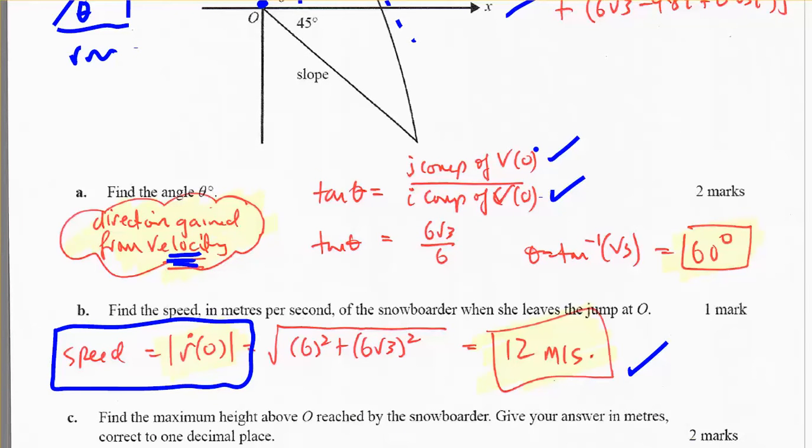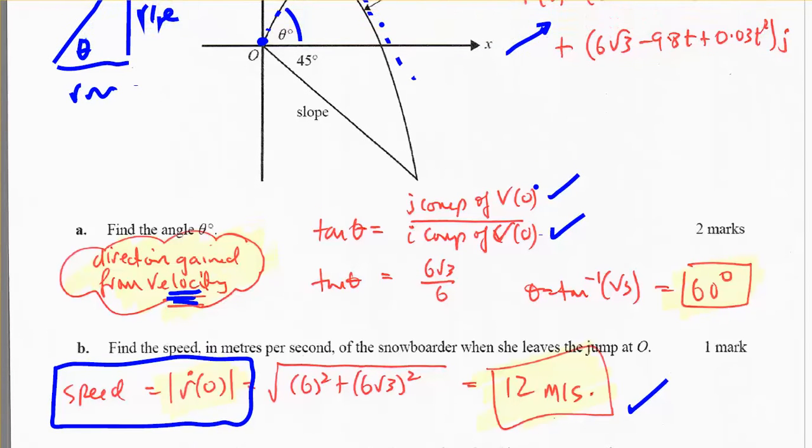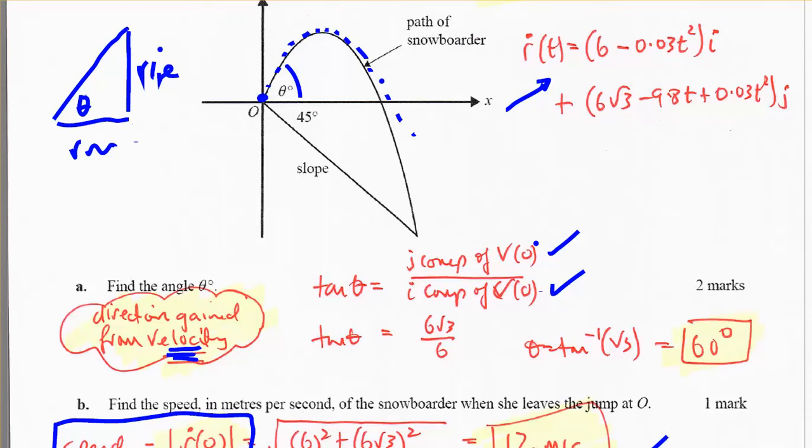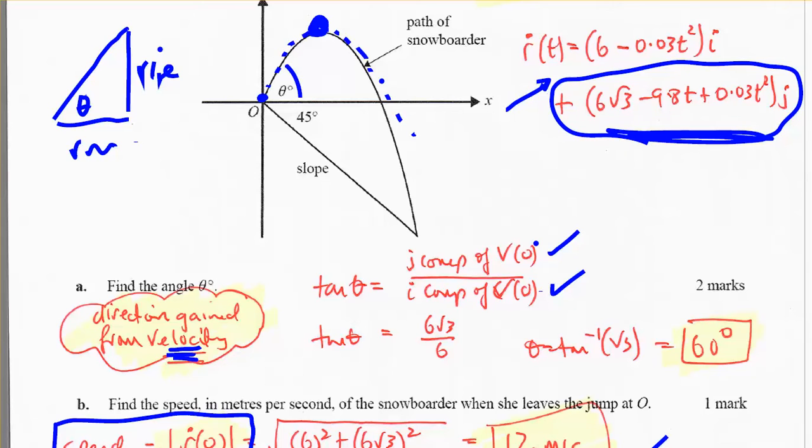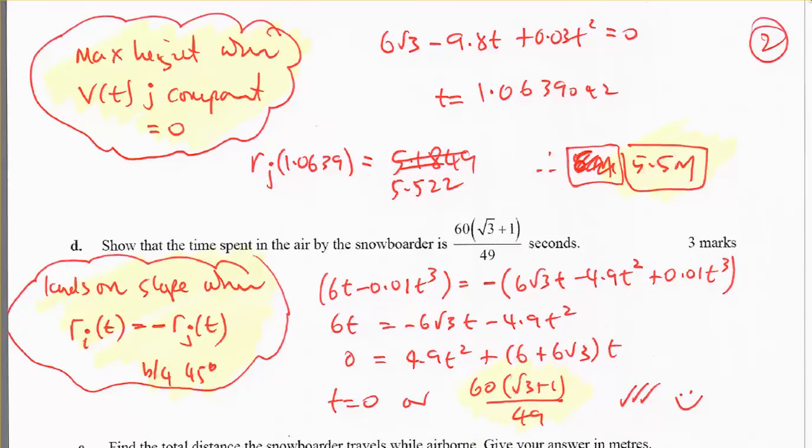Part C says the maximum height reached. The maximum height will be reached at this point here, and at this point the velocity component of the j will equal 0. The velocity component of the i will never equal 0, but the velocity component of the j will. So, on the next page, I've said the maximum height is reached when the j component of velocity is 0. Put it on the calculator and I get 5.522, or 5.5 meters.